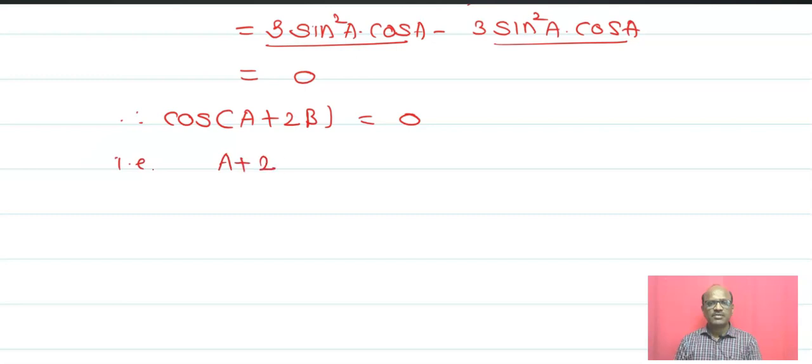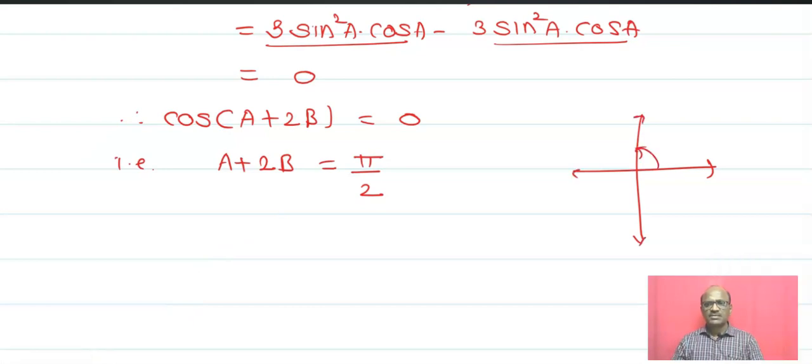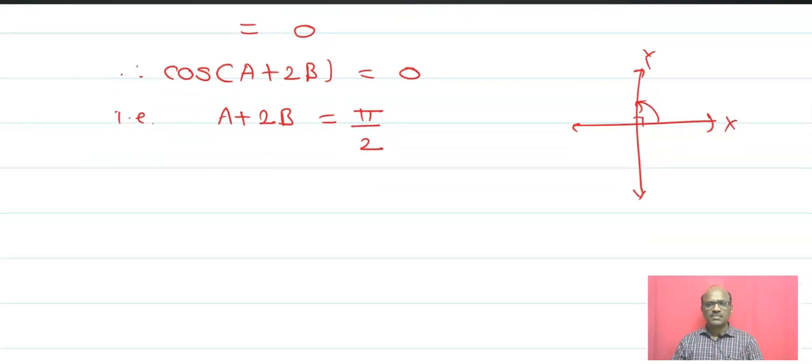Therefore A + 2B is equal to π by 2, that is, cos 90 is 0. And for A + 2B equal to π by 2, cos 90 is 0. And option B is the correct one.